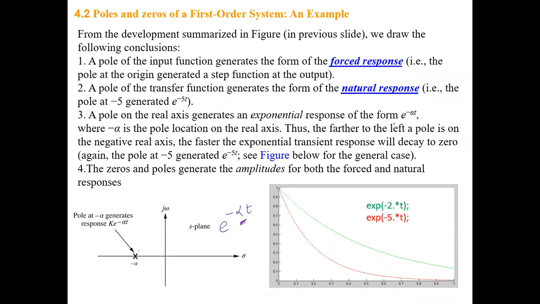The farther to the left a pole is on the negative real axis, the faster the exponential transient response will decay to 0. That's what I'm trying to show you here. Negative 5 is here, negative 2 is here. This is the exponential e to the negative 5t, and this is the exponential e to the negative 2t. The farther away it is, the faster it decays. This one is farther away, that's why it decays faster.